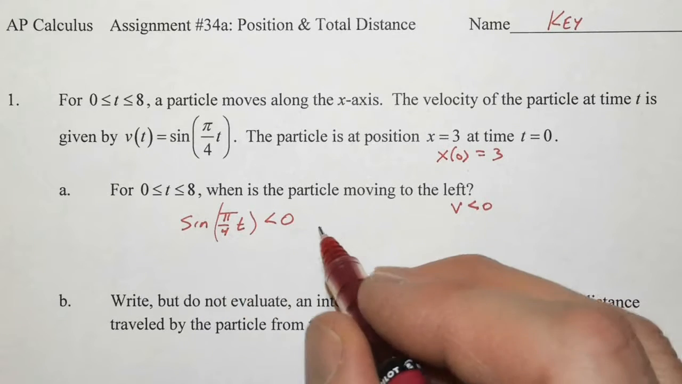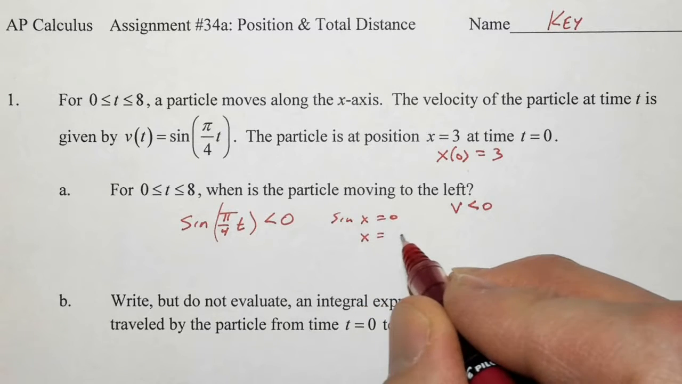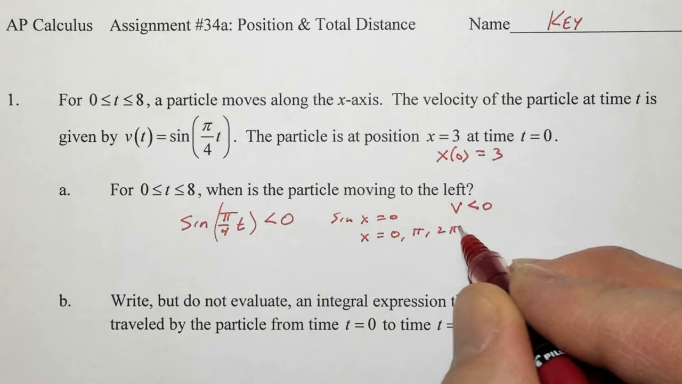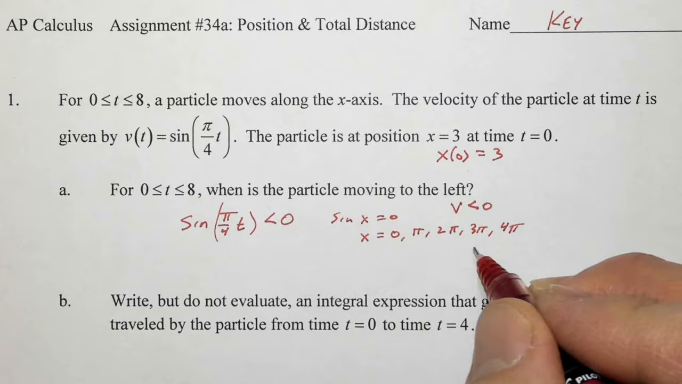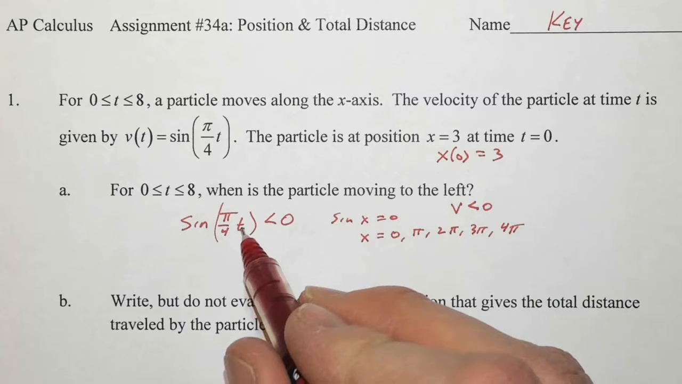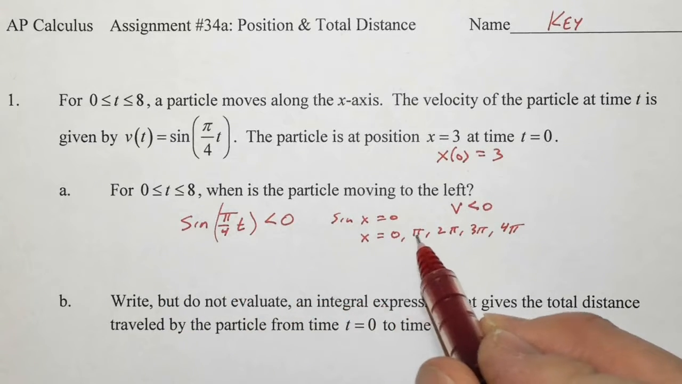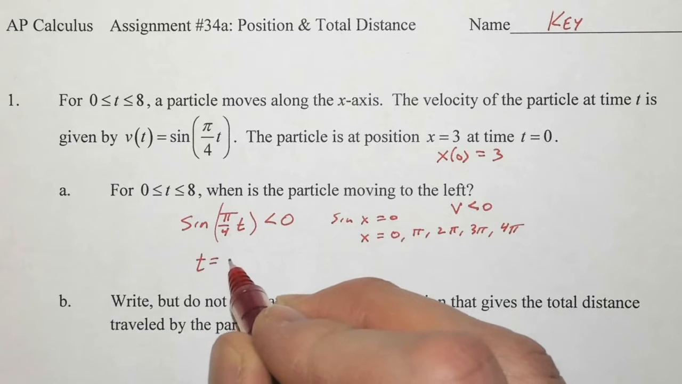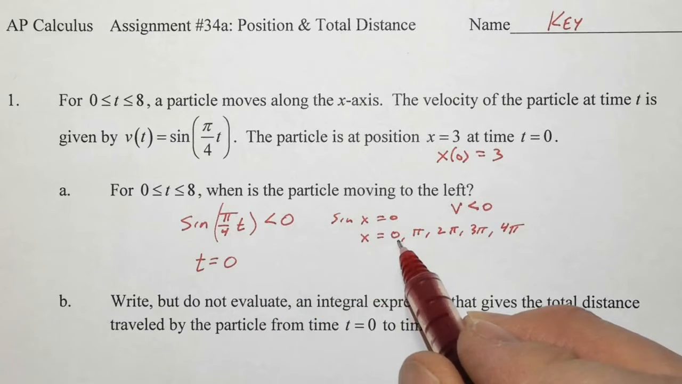Now we know that the sine of x is equal to 0 when x is equal to 0 or pi or 2 pi or 3 pi or so on, 4 pi. Any multiple of pi, sine of x is equal to 0. So basically, what values of t, where t is between 0 and 8, would cause us to have 0 or pi or 2 pi or 3 pi inside there? Well, if t is 0, then we have 0 times pi over 4, and the sine of 0 is 0.